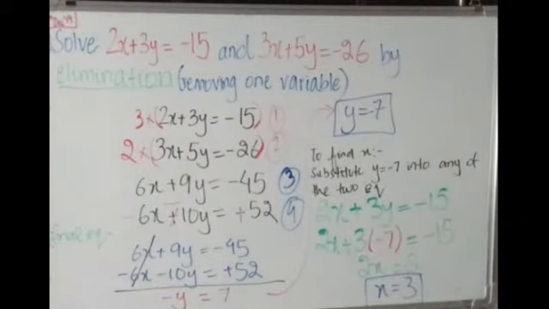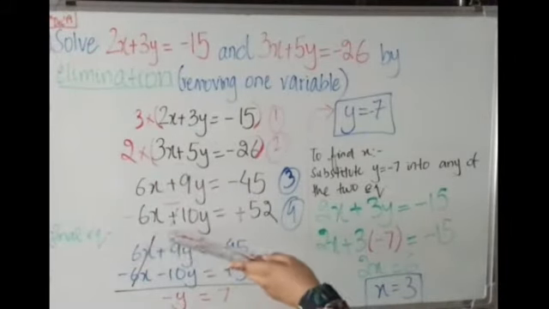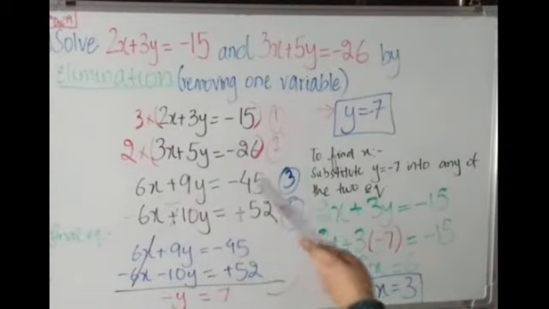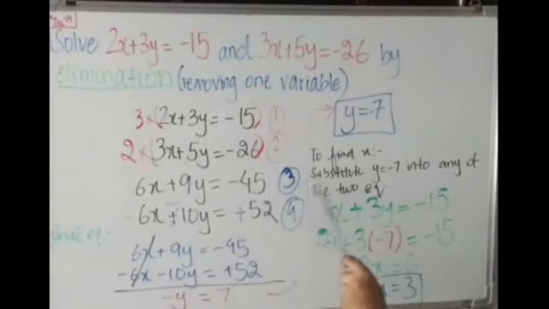In the next equation, we have 2. So 2 multiplied by 3 would be 6x, and then 2 times 5 is 10y, and then 2 times minus 26 is minus 52. Okay, so we were left with 6x plus 9y is equal to minus 45, and 6x plus 10y is equal to minus 52.